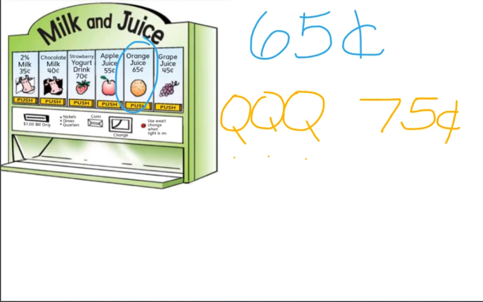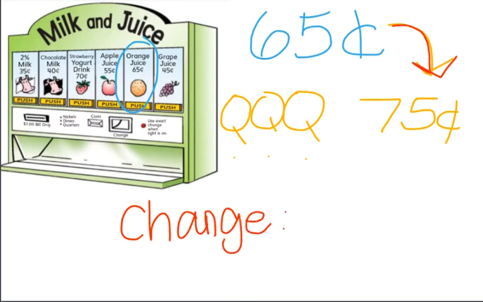So how much change is the machine going to give me back? I'm going to count up from 65 to 75. 65 to 75, that's 10. So I know that the machine is going to give me back my change, which will be 10 cents, or a dime.